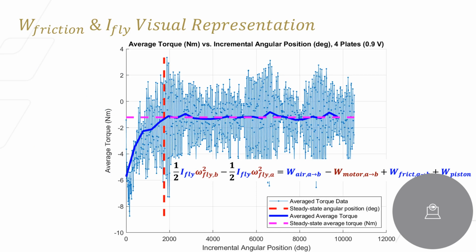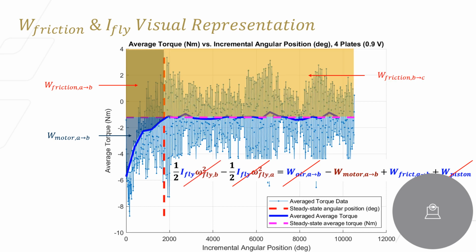We'll focus on the acceleration portion to calculate the flywheel inertia, which uses the work of the motor from rest to steady state and the work due to friction from rest to steady state, as well as the steady state angular velocity. Now focusing on the steady state portion, to calculate the work due to friction, the work of the motor from steady state to end is used.